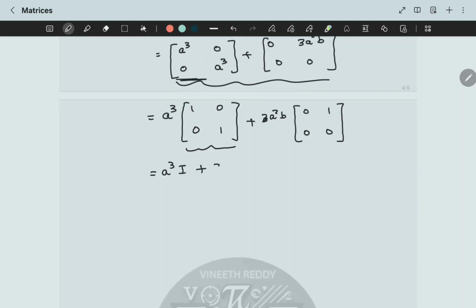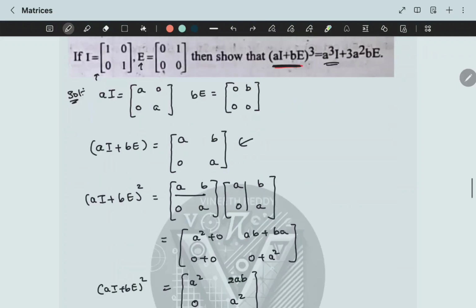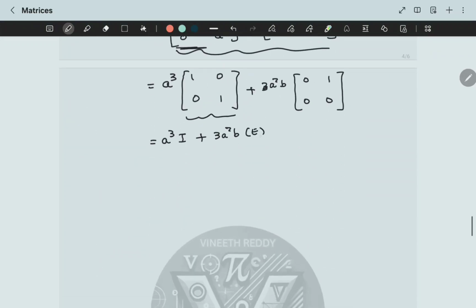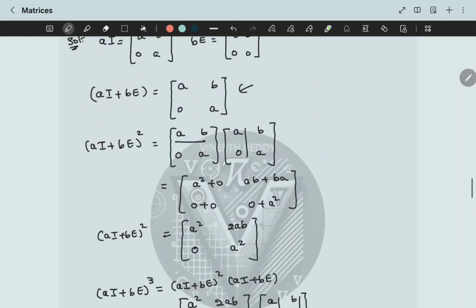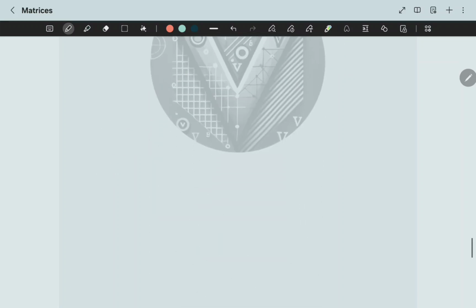దిస్ ఇస్ నథింగ్ బట్ I. ది సెకండ్ మ్యాట్రిక్స్ ఈజ్ నథింగ్ బట్ క్యాపిటల్ E, I think it is capital E if I am right. Yeah, it is capital E, right. So ultimately what are we getting? We are getting (AI + BE) whole cube, right? Yeah, that is equals to A³I + 3A²BE. I think this is what we have to prove, hence proved. So question as simple as that or not.